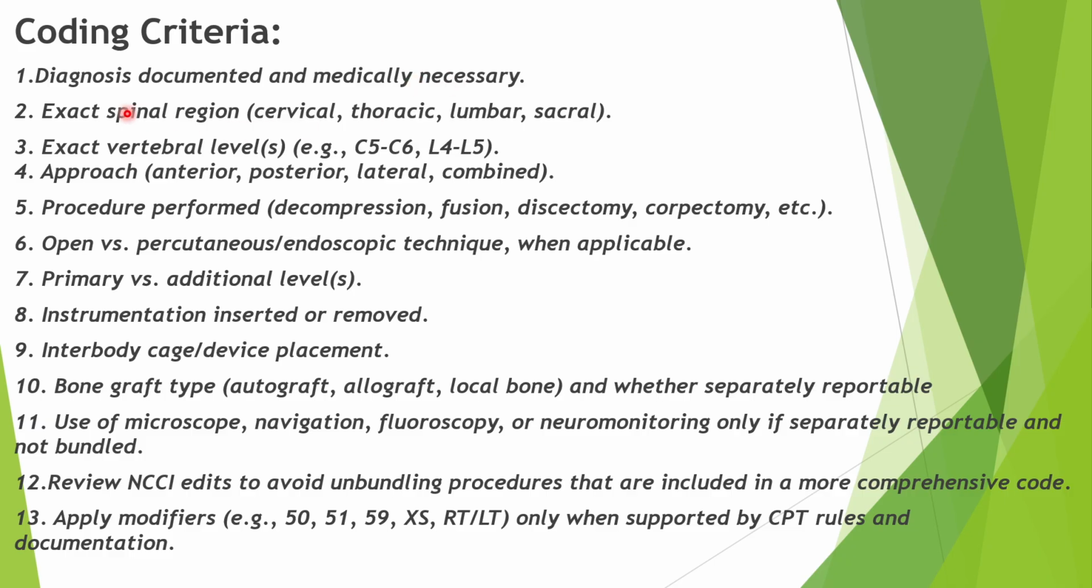Okay, then second, we have to find the exact spinal region, whether it is cervical, thoracic, lumbar or sacral. The third one is the exact vertebral levels. For example, levels are C2, C5 to C6, L4 to L5. We have to check the exact vertebral level. Then the fourth one is the approach, which may be anterior, posterior, lateral or combined. We have to check that.